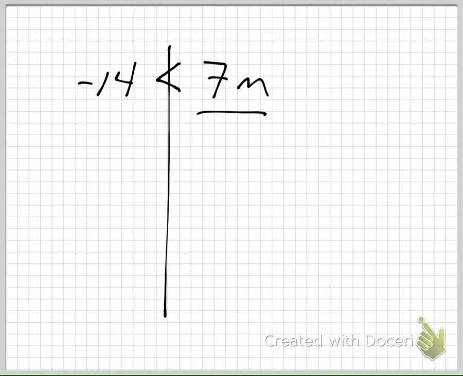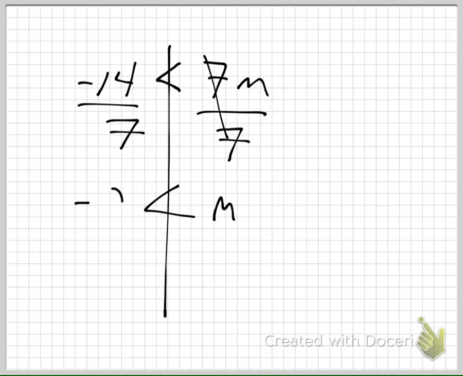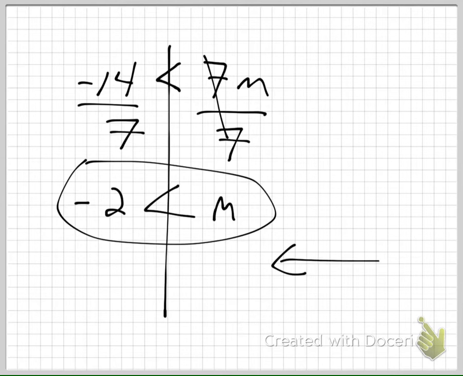Okay, what about this then? What if I have negative 14 is less than 7m? Here's what we do. Line down the inequality. Divide this by 7, divide this by 7. m is greater than negative 2. Does that make sense? Nothing changes here. You'd graph this: 0, negative 2, and m is greater than that. Makes sense? This is nothing.